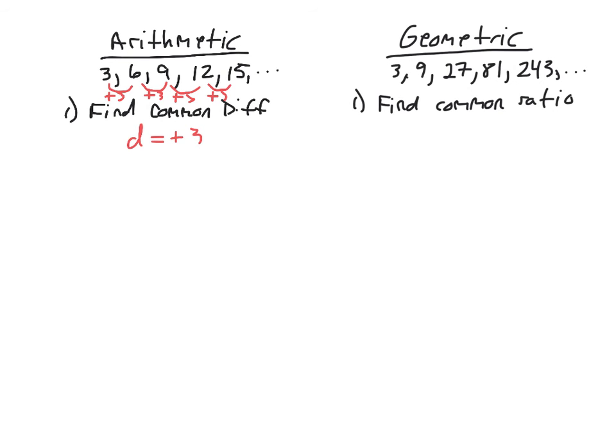Over here, I do the exact same thing, except now I'm looking at the ratio. 9 divided by 3, 3. So I'm multiplying by 3. To get from 9 to 27, 3 times 3 times 3. Common ratio, 3. And like I said, in the book, they call that the multiplier.